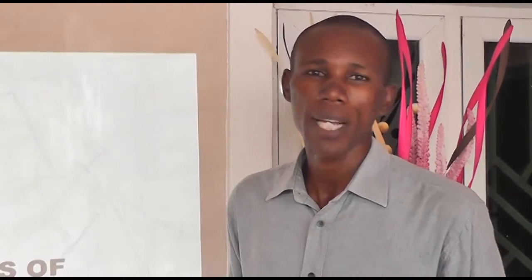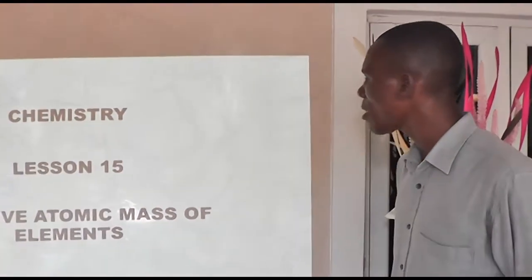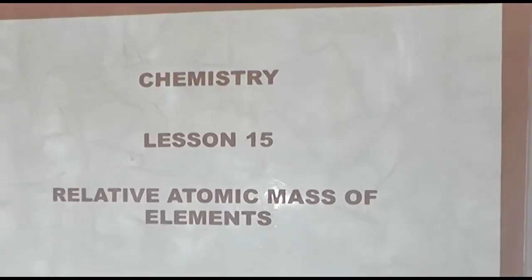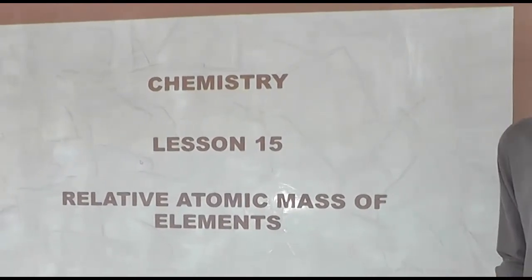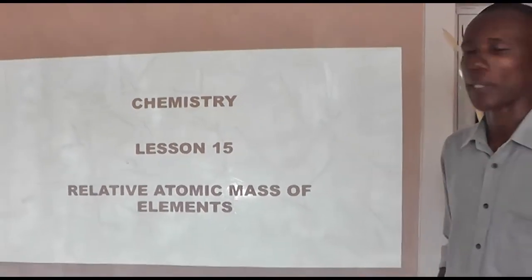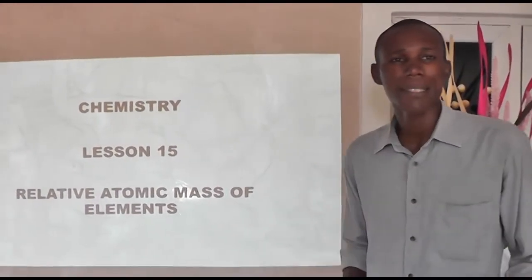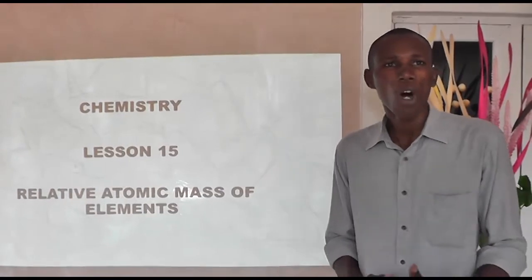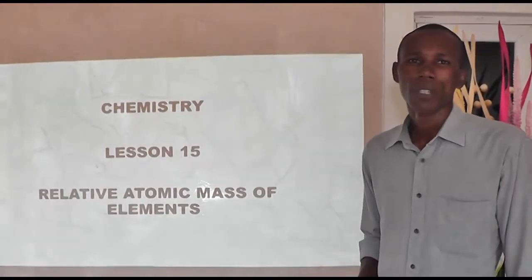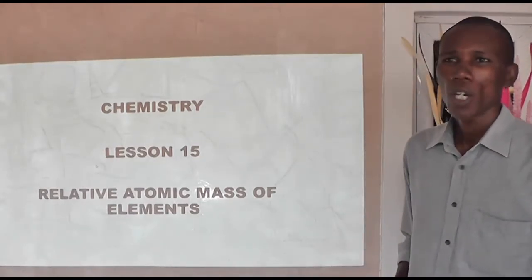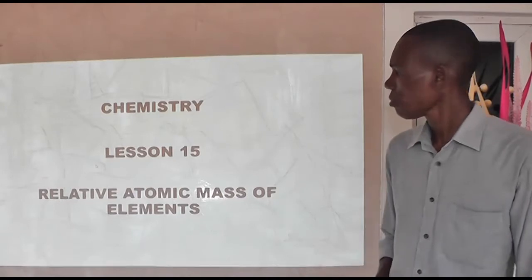Welcome to another chemistry class. I am Saliu Abdul Wahab, your chemistry teacher. In this lesson, we want to look at the relative atomic mass of elements. Remember in our previous lesson, we discussed isotopes and isotopy, and then we gave some examples of elements that exhibit isotopy, such as oxygen, hydrogen, carbon, chlorine, and many more.